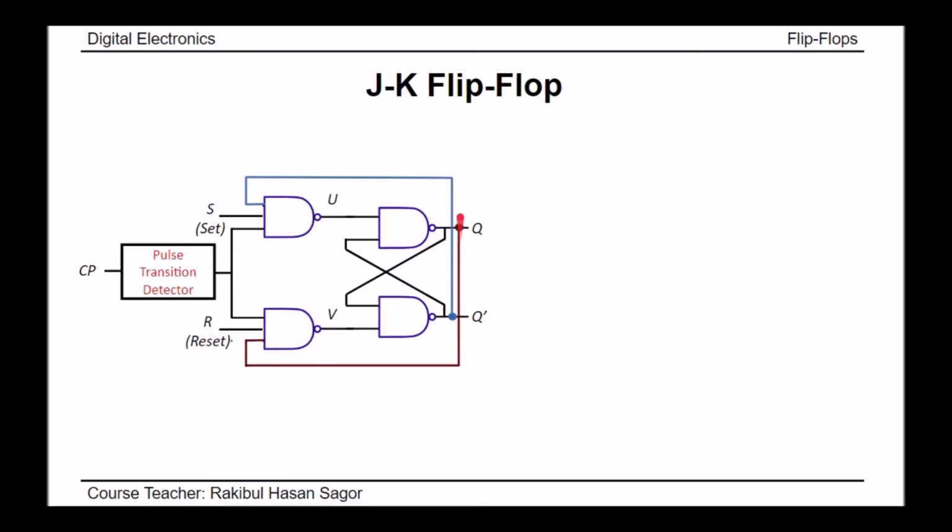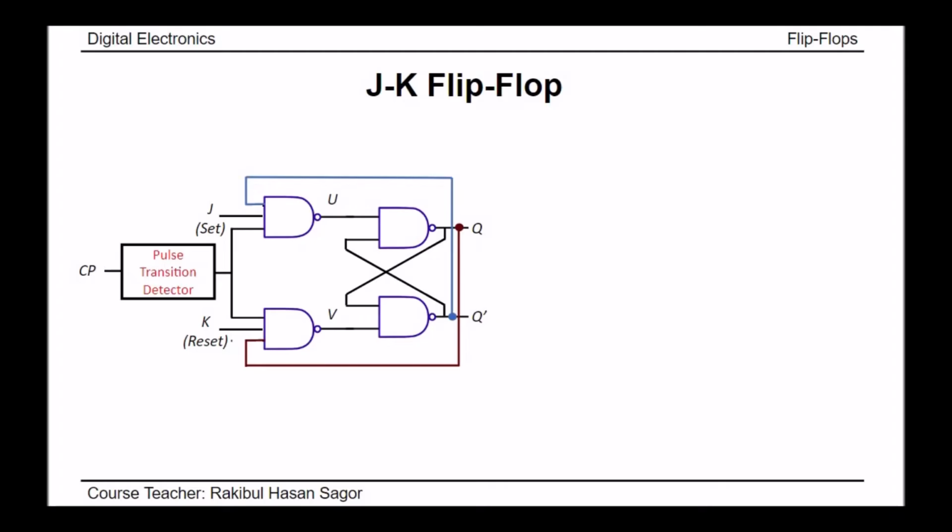Here two extra features are added. Two feedbacks are taken from the output side: one from Q prime, another from Q. With this feedback, this complete flip-flop is renamed as the JK flip-flop. So instead of writing S, we'll write J here, and instead of writing R, we'll write K here. This J is analogous to our set case, and this K is analogous to our reset case. So this is the complete logic diagram of the JK flip-flop.